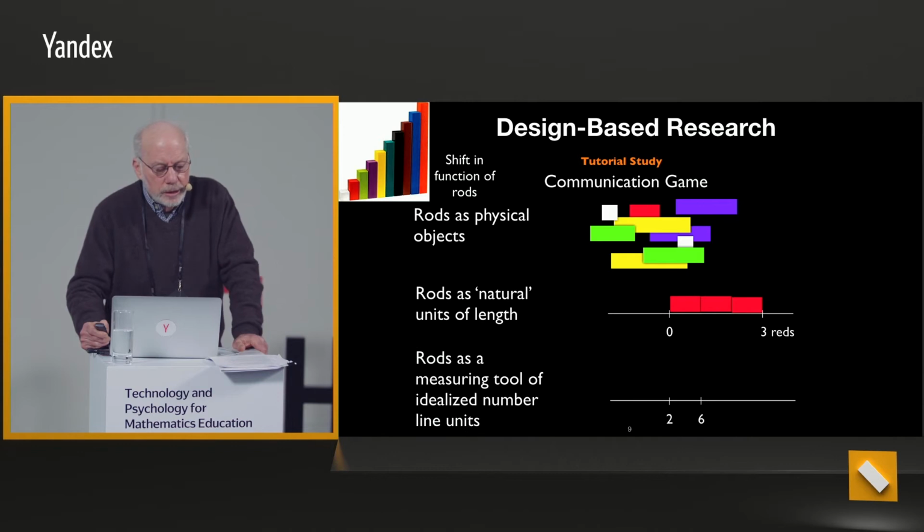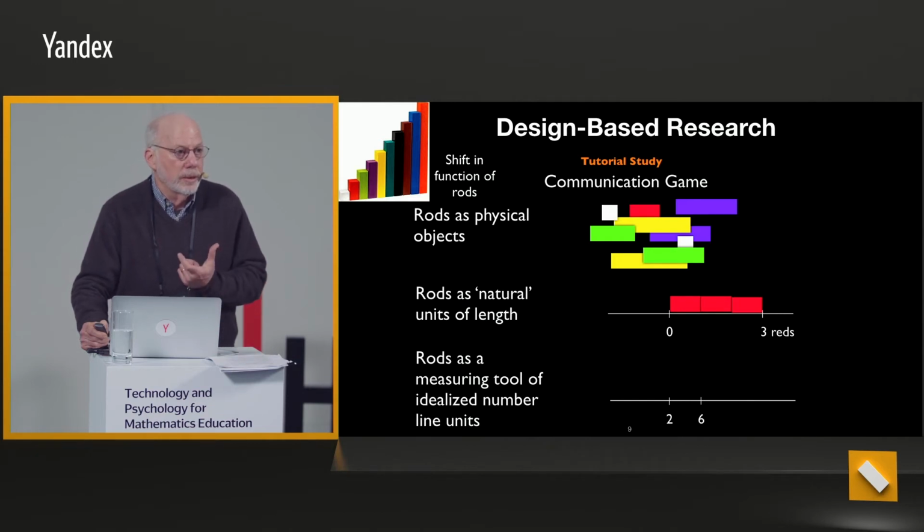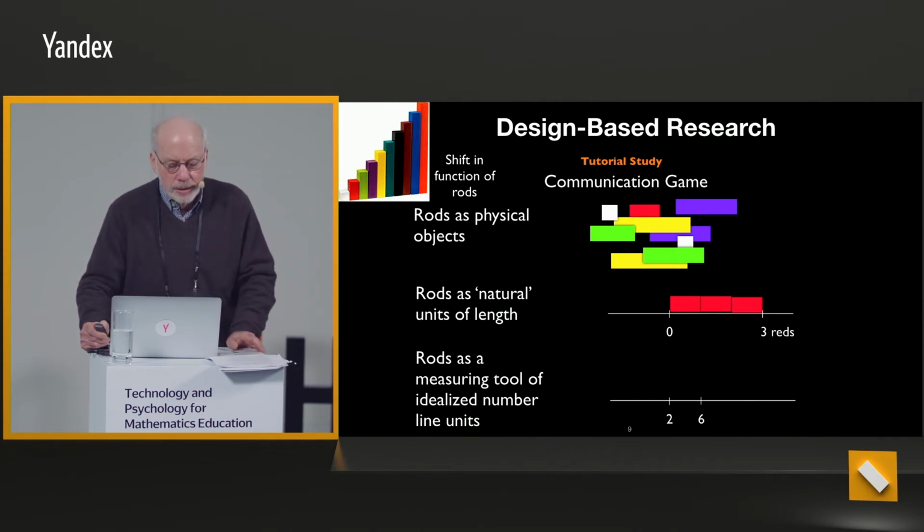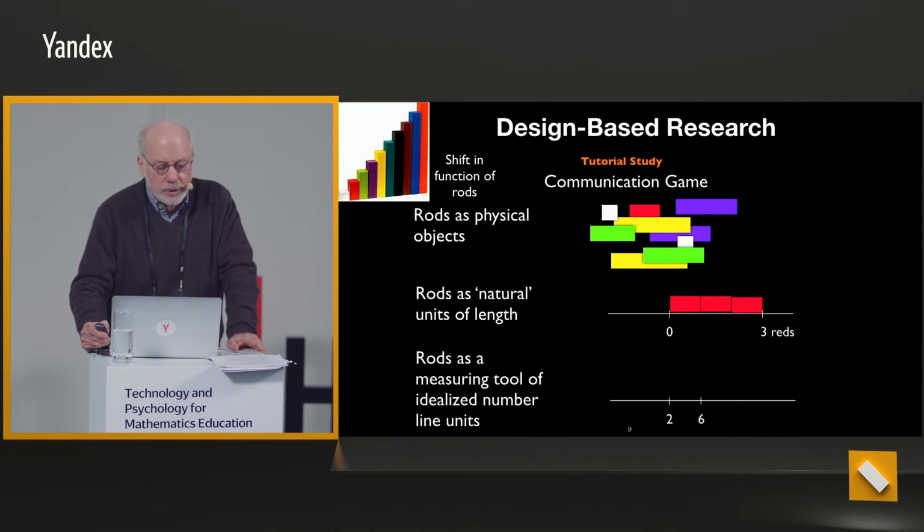But rods could also be used as measuring tools for number line units when at least 2 points on a number line were labeled. So here is a situation where 2 and 6 are labeled on a number line, and a rod could be used as a measure of the distance between 2 and 6 and become a multi-unit of 4. And so you could displace the rod, translate the rod to the right to find 10, or translate the rod to the left and find -2.